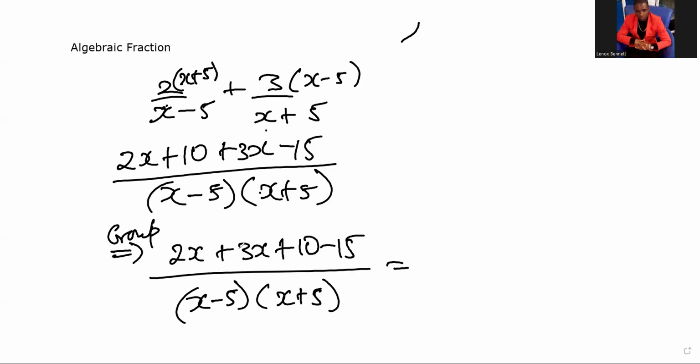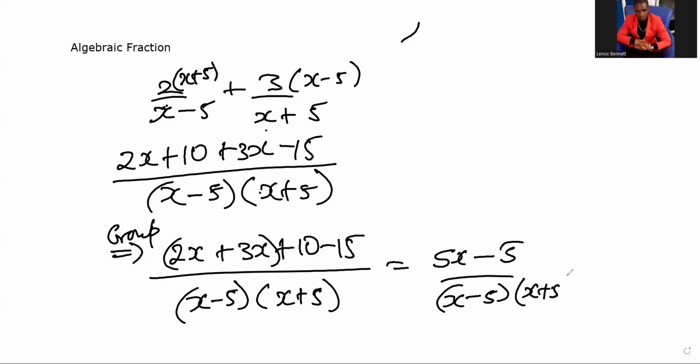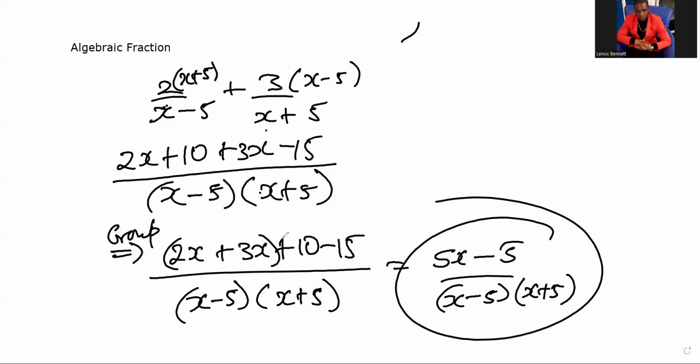So let's simplify. 2 plus 3, 5, right? So that's 5x minus 5. Pay close attention to the sign, guys. When the signs are different, we subtract and keep the bigger sign. Remember that rule, please. So our final answer is 5x minus 5 over x minus 5, right?